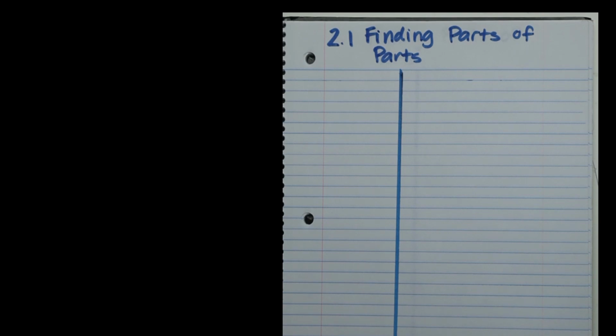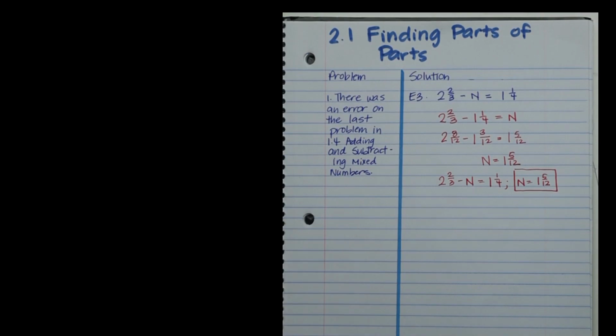Last week we added and subtracted fractions. We estimated the location of fractions between benchmark numbers. Today we're going to continue with that, but now we're going to move on to multiplication. But before we begin, I wanted to address that last problem in 1.4.